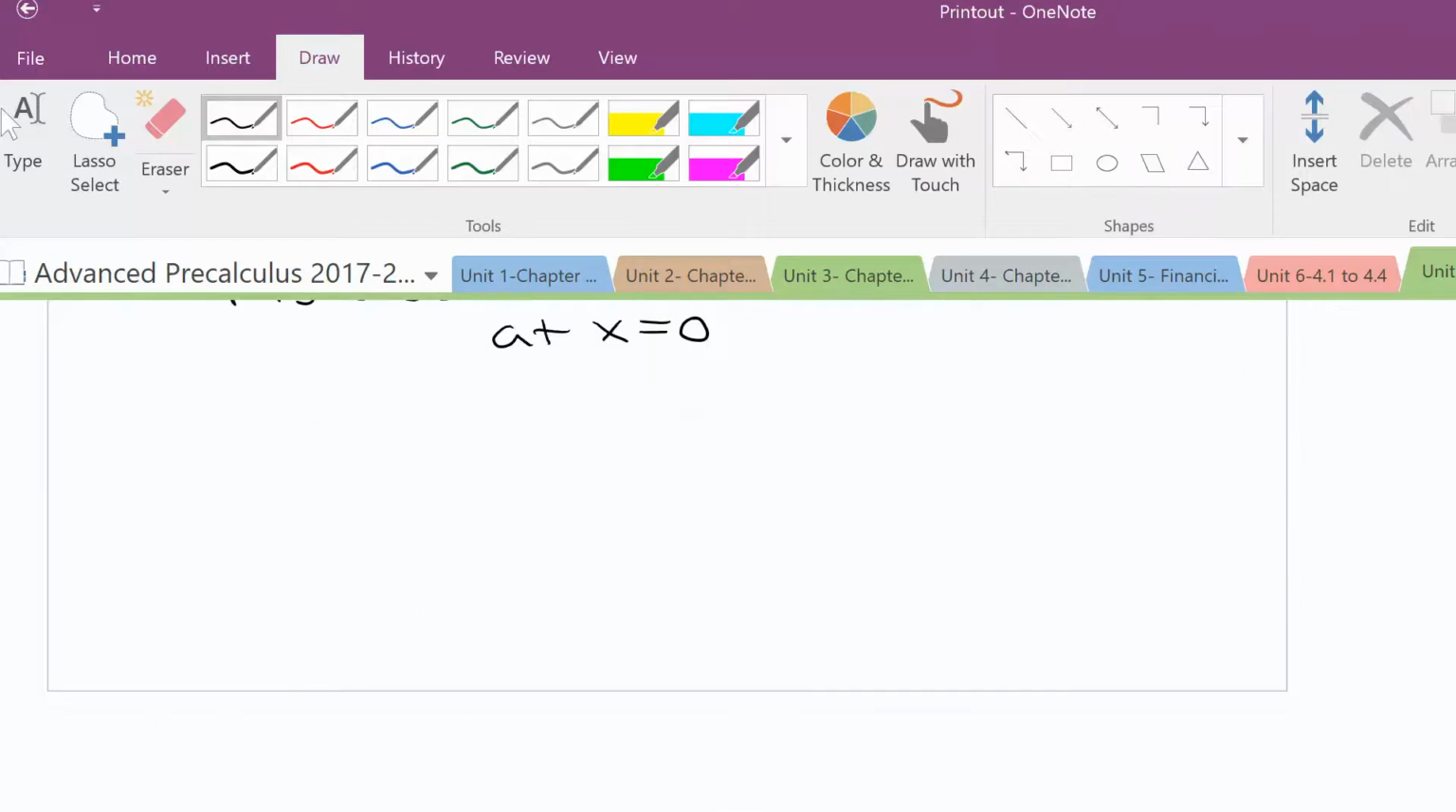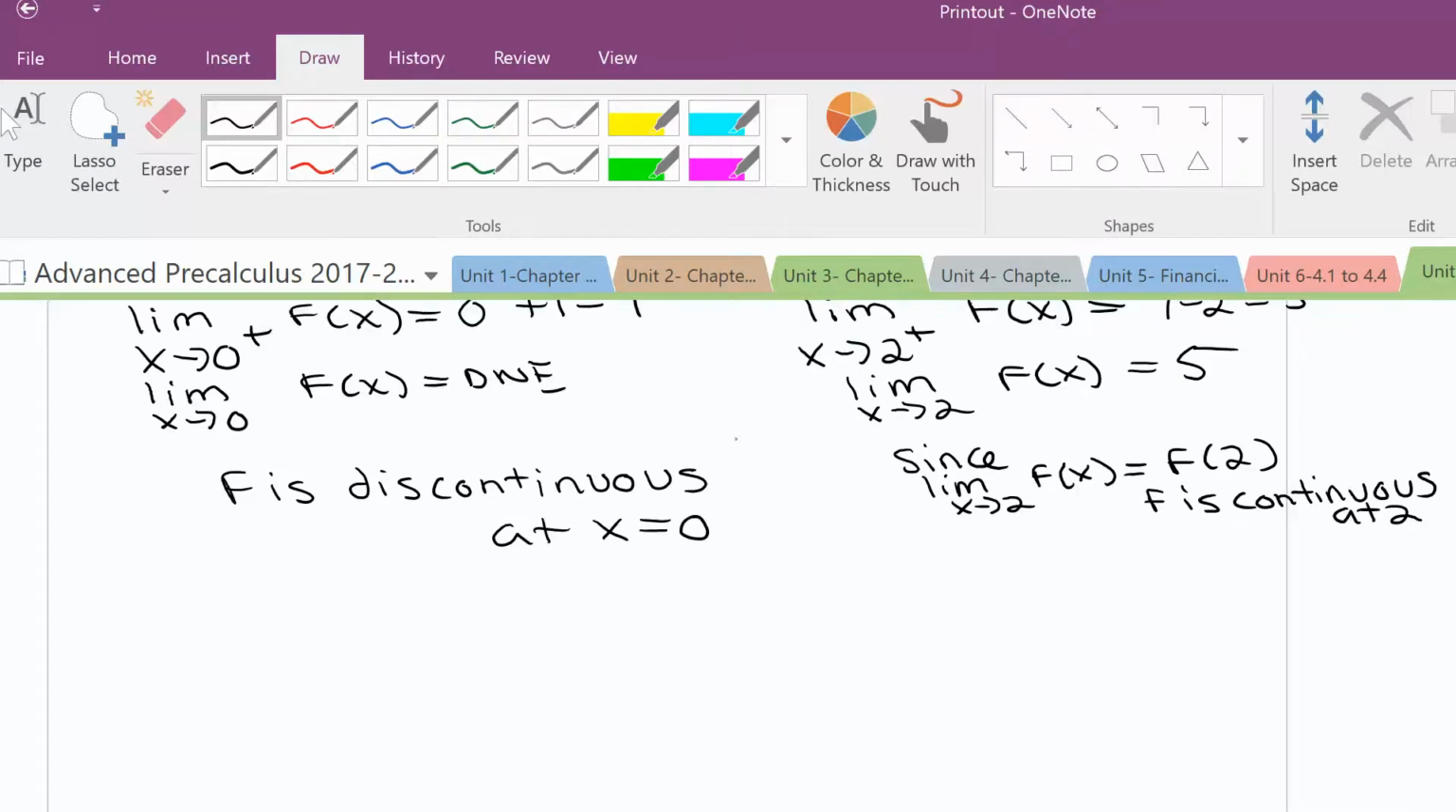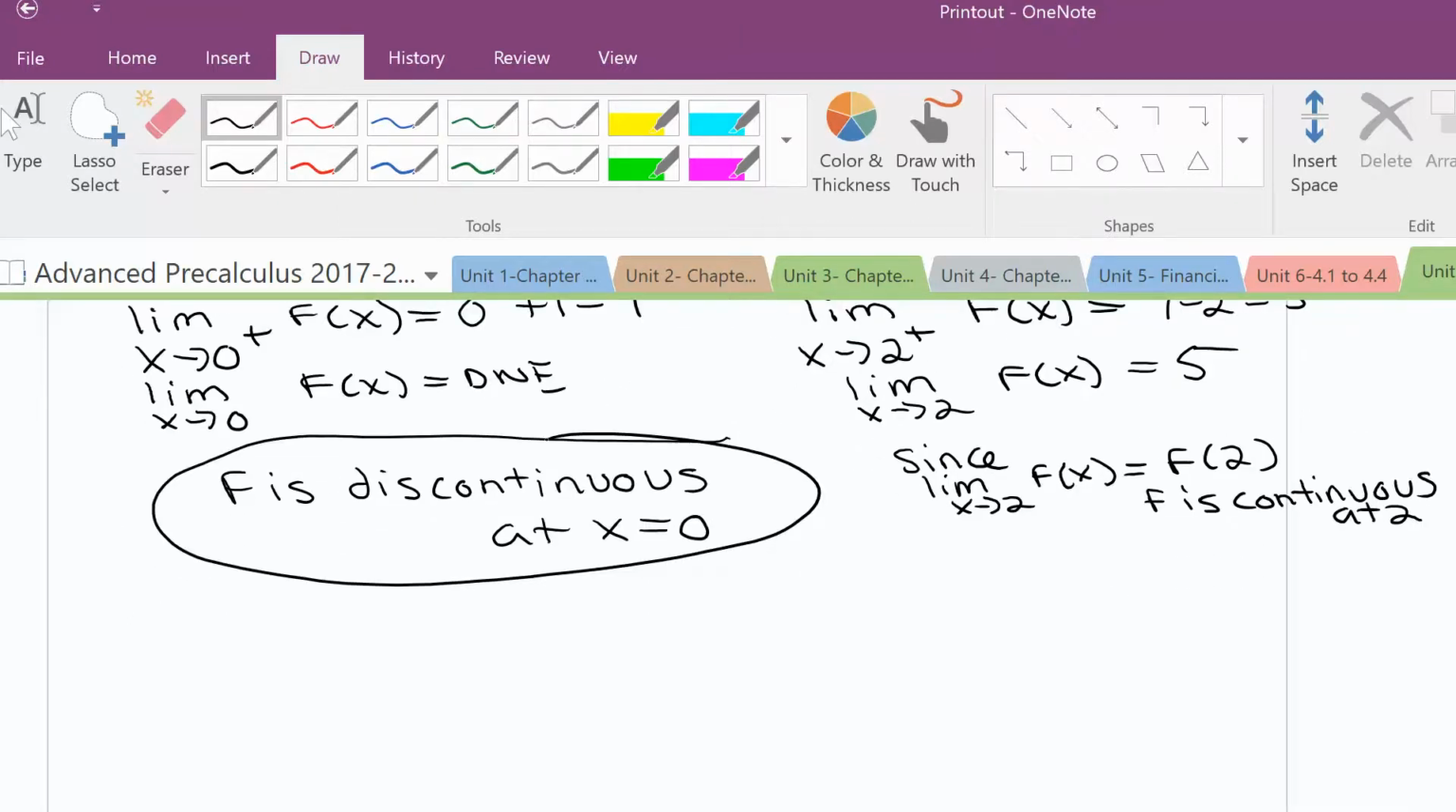And since, notice f of 2 and the limit are the same, since the limit as x approaches 2 of the function is equal to f of 2, f is continuous at 2. So that means the only place it's discontinuous is at x equals 0, and that's what it's asking.